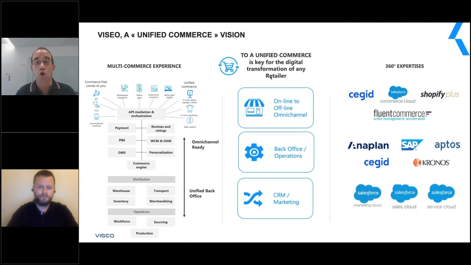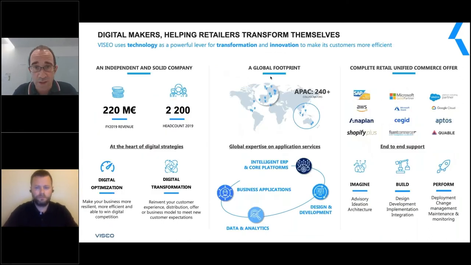We have a global footprint worldwide. In APAC, we are more than 240 people. Worldwide, we are 2,200. As we explained earlier, we try to have a 360 view on the solution, but we also try to have an end-to-end view on the services to accompany our customers, to leverage technology, to transform and innovate to make our customers more efficient.